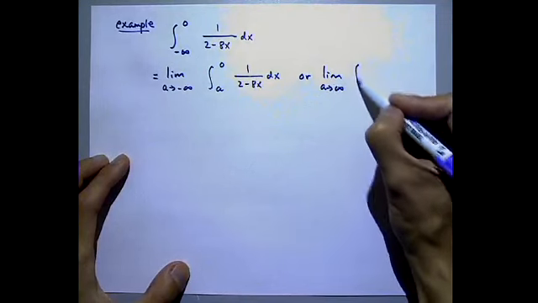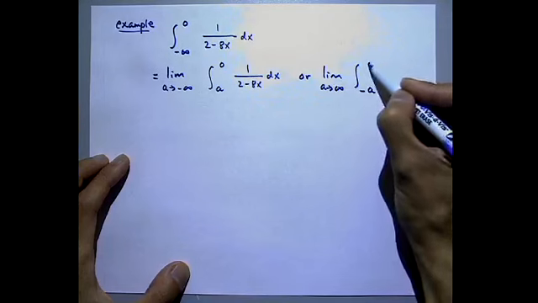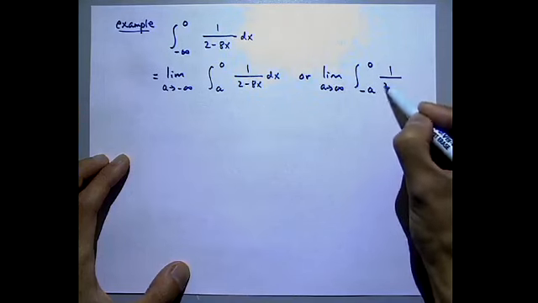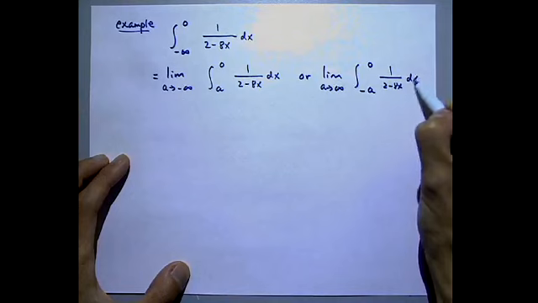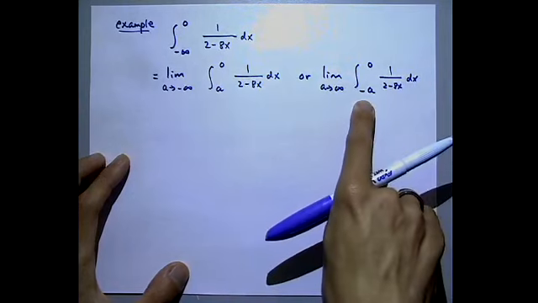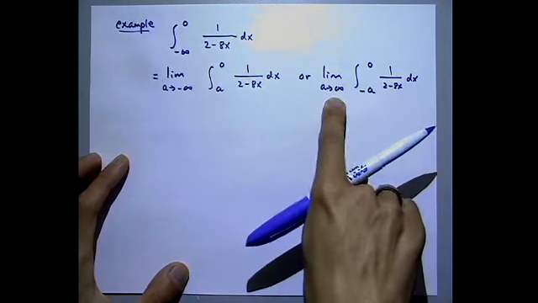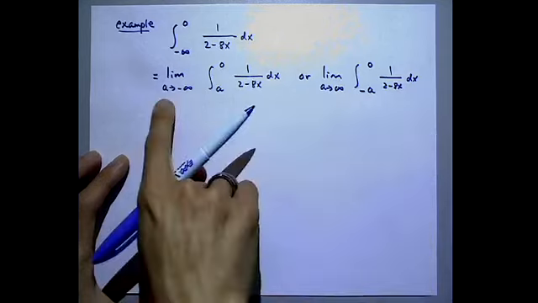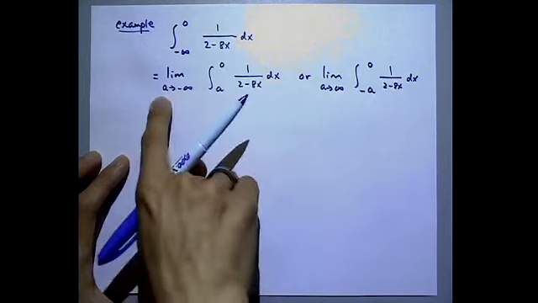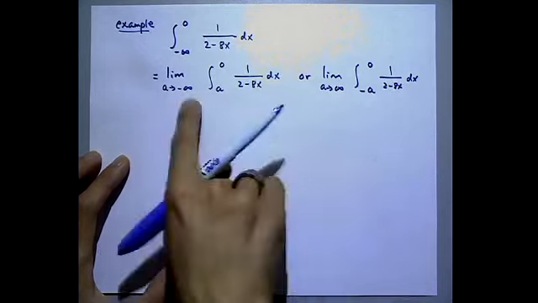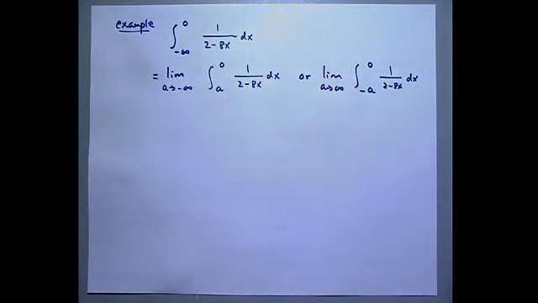You could also do this. I could put a lower limit as minus a and let a go to infinity, or put it as a and let a go to negative infinity. They mean exactly the same thing, so whichever one you prefer to deal with is fine.